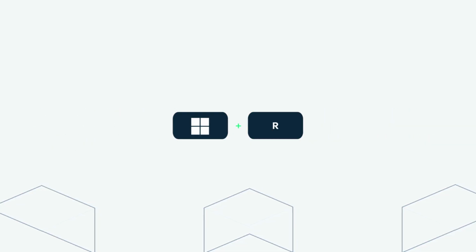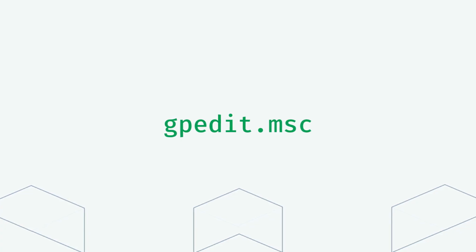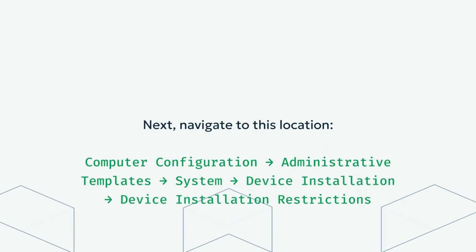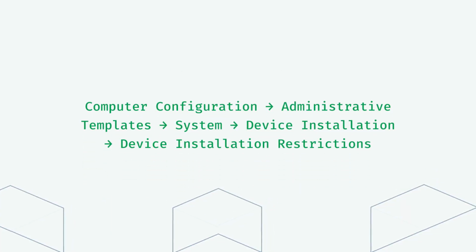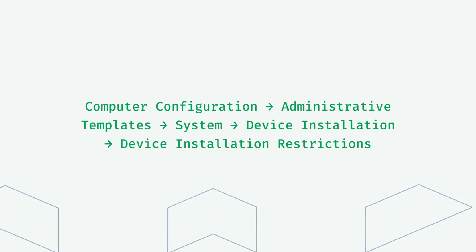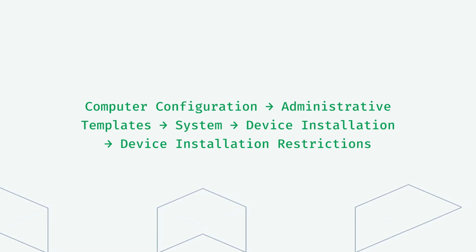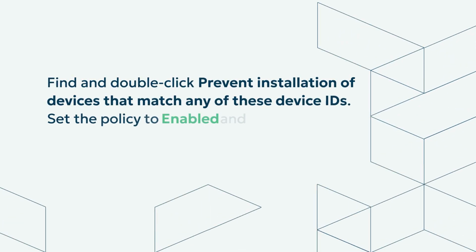First, press Windows+R, type gpedit.msc, and press Ctrl+Shift+Enter. Next, navigate to this location: Computer Configuration, Administrative Templates, System, Device Installation Restrictions. Find and double-click Prevent installation of devices that match any of these device IDs.